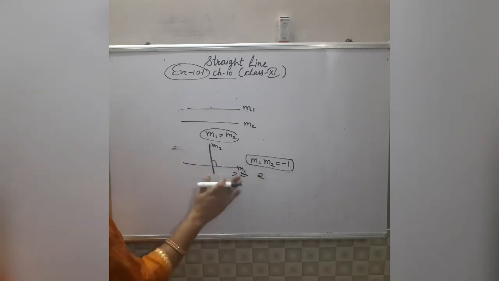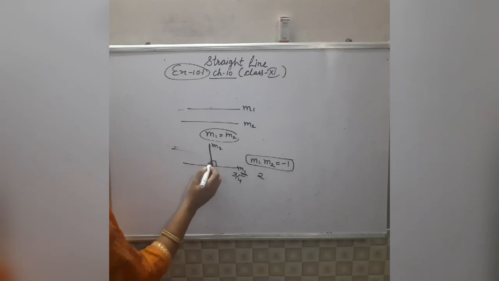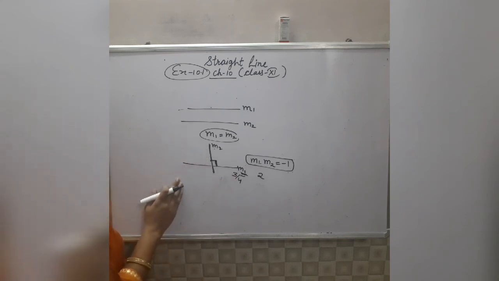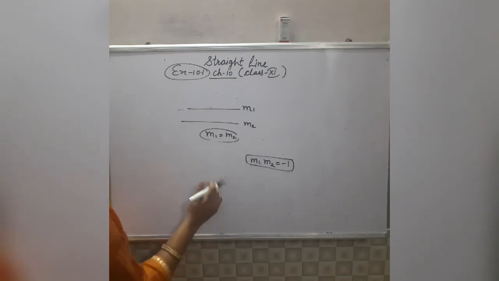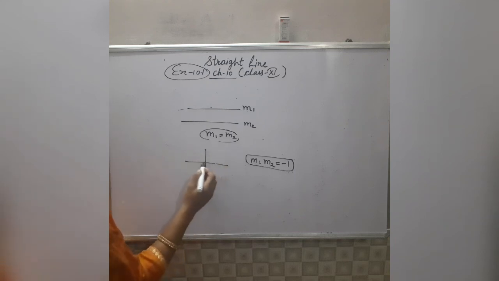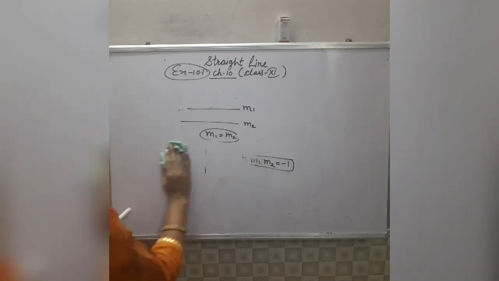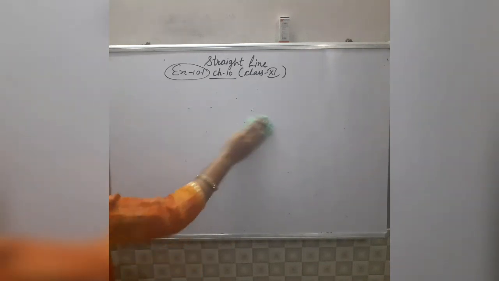So in this way, you can use the negative reciprocal only in the case of perpendicular lines. If two lines are perpendicular and you know the slope of any one line, then by taking the negative reciprocal, you can find the slope of the other line. Or suppose the slopes of two lines are given to you and you want to check whether these two lines are perpendicular or not, then you can take the product of the slopes of these two lines. If the product of the slopes is equal to -1, in that case the lines will be perpendicular. So we will use this concept in the next question, question number 6.